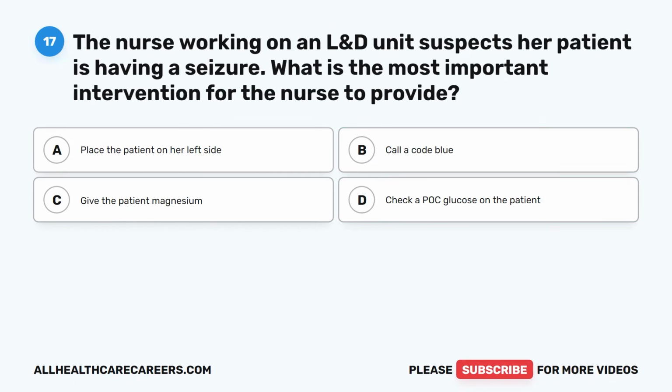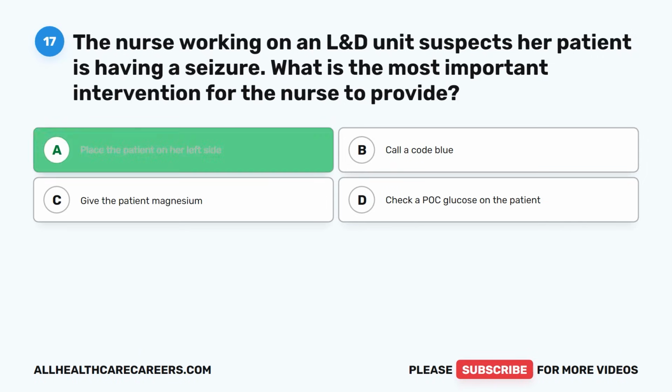Question 17. The nurse working on an L&D unit suspects her patient is having a seizure. What is the most important intervention for the nurse to provide? A. Place the patient on her left side. B. Call a code blue. C. Give the patient magnesium. D. Check a POC glucose on the patient.